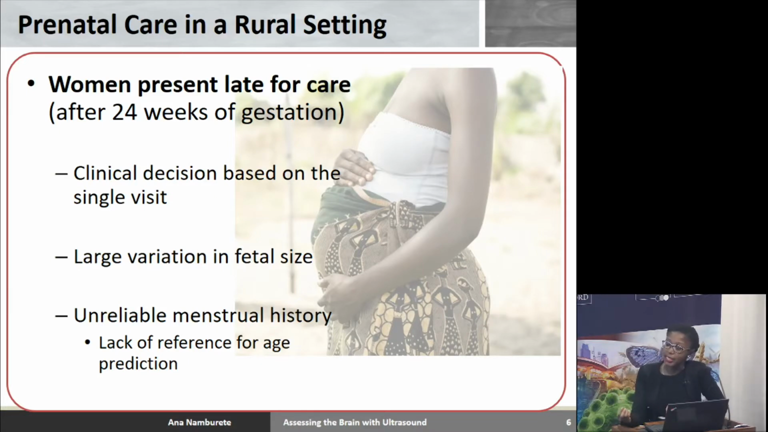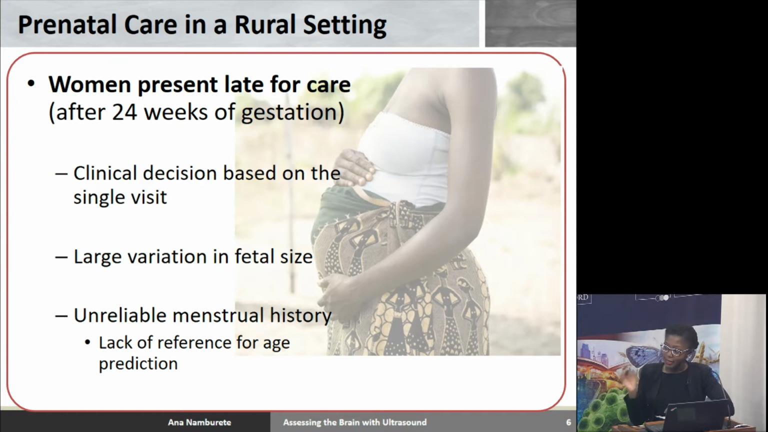That also means that the clinician only has the single visit from which to base all the clinical decisions. So they don't have the luxury of tracking the pregnancy over the scale of many scans. So yeah, that's quite difficult. The other thing is, because they show up so late, there are large variations in fetal size. So we cannot just use size as a metric anymore.